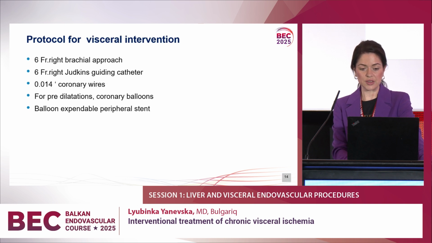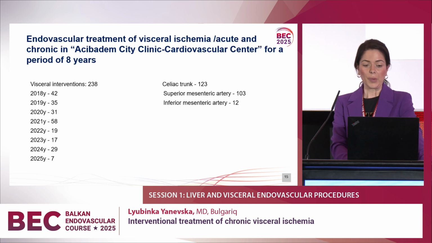Protocol for visceral interventions is 6 French right brachial approach, 6 French radial, Judkins guiding catheter, 0.014 coronary wires for the predilatation coronary balloon, and balloon expandable peripheral stent.